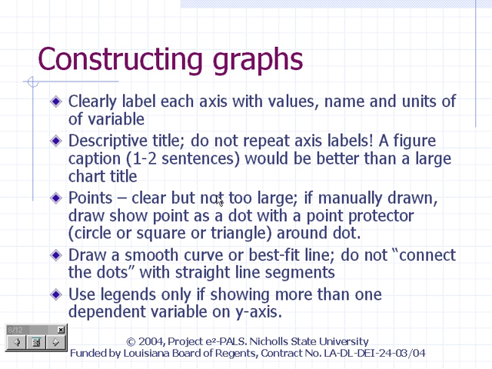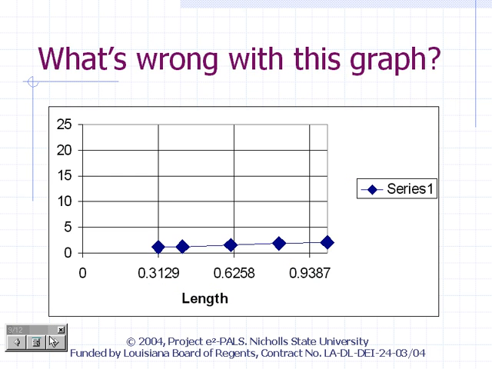Finally, use legends only if you are plotting more than one dependent variable. In these cases, you should use different symbols to distinguish one variable from another. For example, you may use circles for one and triangles for the other. Here's an example of a very poorly constructed graph. Let's see if we can identify everything that's wrong with this graph.